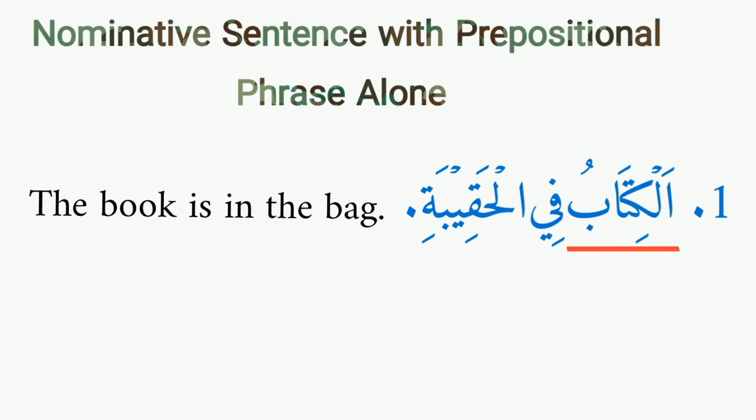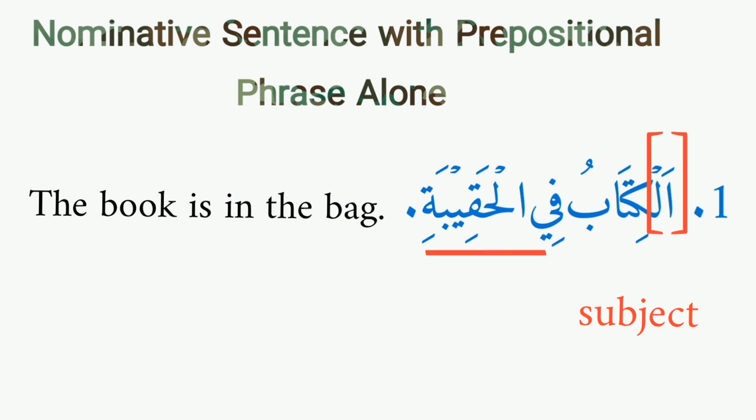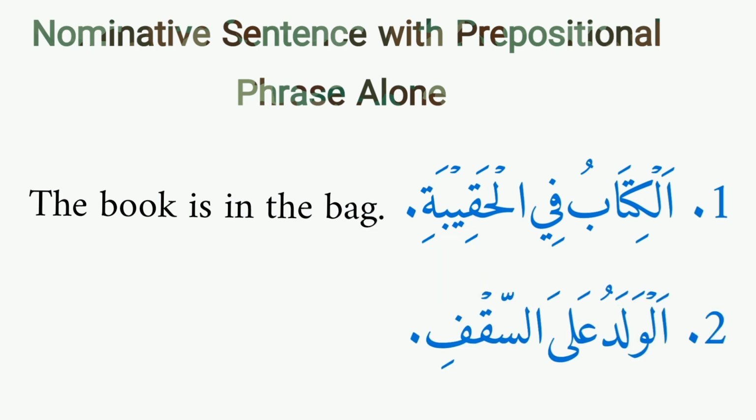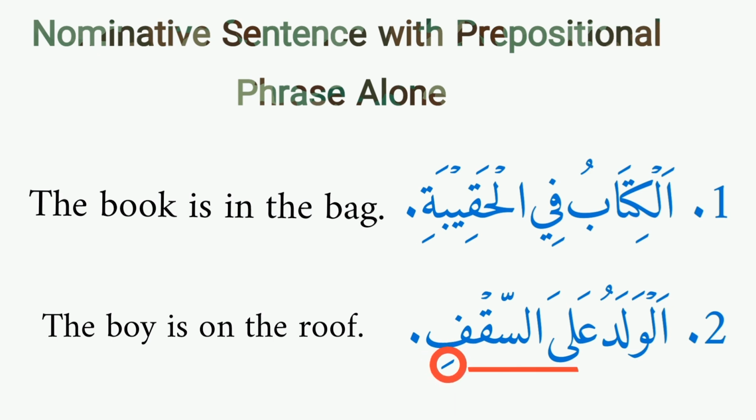Here, al-kitab is the subject of the sentence, therefore it is definite carrying the definite article al. في الحقيبة is the predicate made of a prepositional phrase taking a short vowel at the end of the letter. الولد على السقف. Meaning, the boy is on the roof. Dear learners, you know the prepositional phrase takes a short vowel at the ending letter.